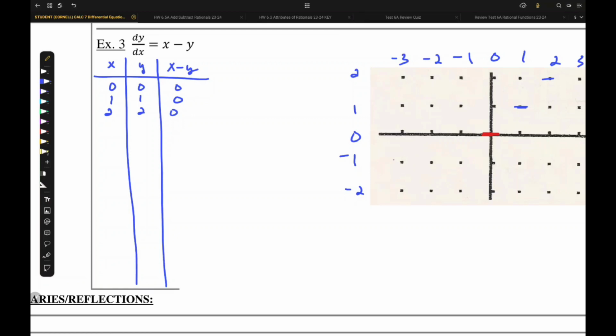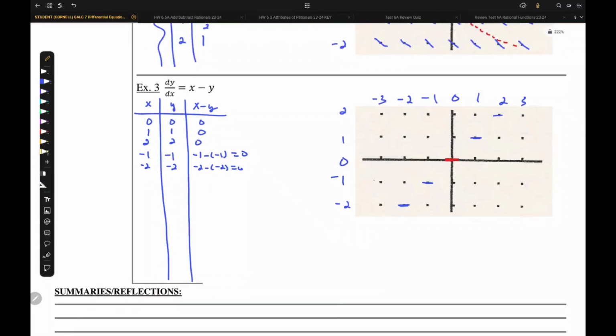We could do, let's see, we want all these zeros, right? We could do -1 and -1. So this is going to be -1 minus -1, so that's going to be 0. So we come over to -1, -1, and we get 0. We do the same thing, -2, -2. That would give us -2 minus -2, which would also be 0. So at -2, we're at 0.